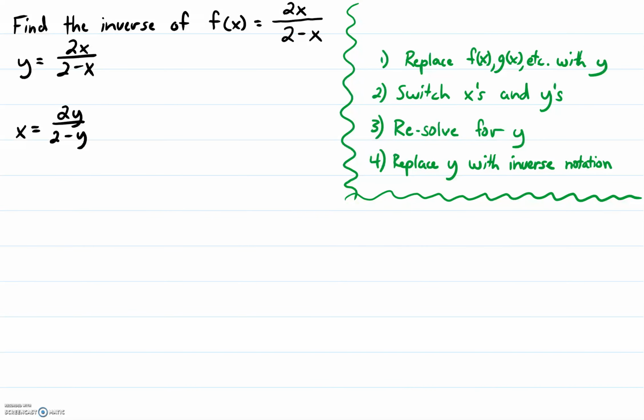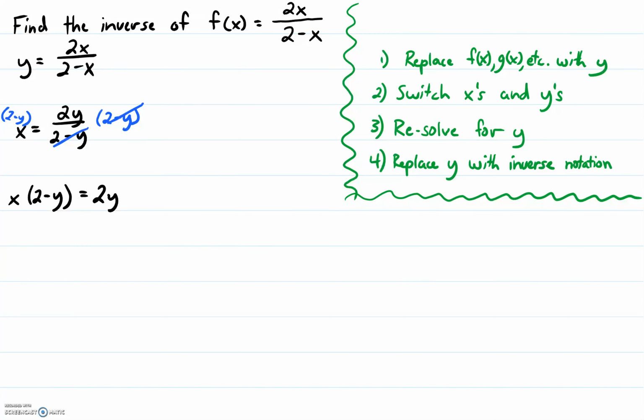So the first thing we're going to have to do is get this y out of the denominator. And so to do that, we're going to multiply both sides by 2 minus y. And that will cancel it out there. We'll multiply the left-hand side by 2 minus y as well. Be sure you put that in parentheses because you need to distribute. And so on the left-hand side, we'll have x multiplied by 2 minus y. And on the right-hand side, we'll just have 2y.